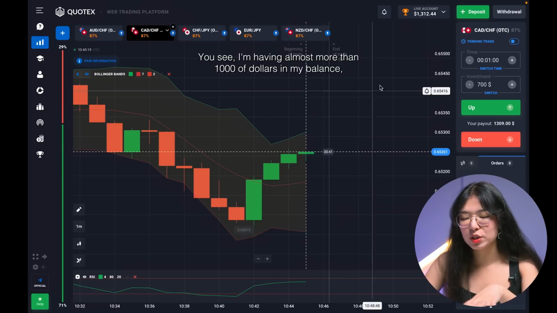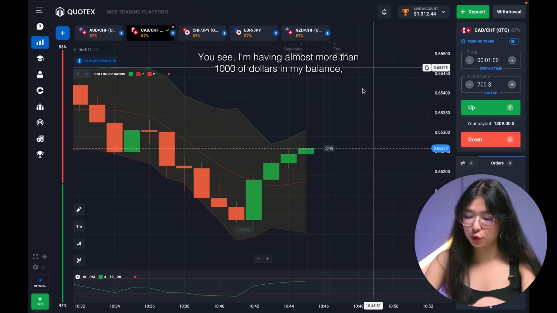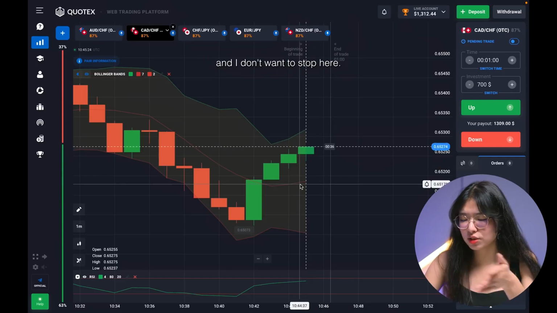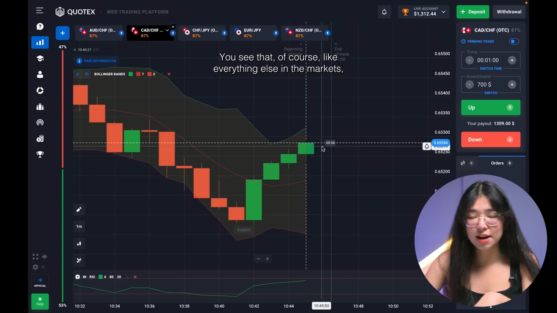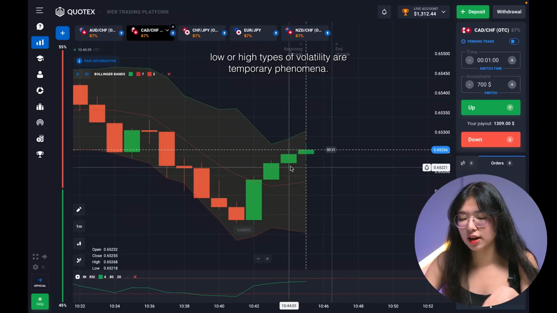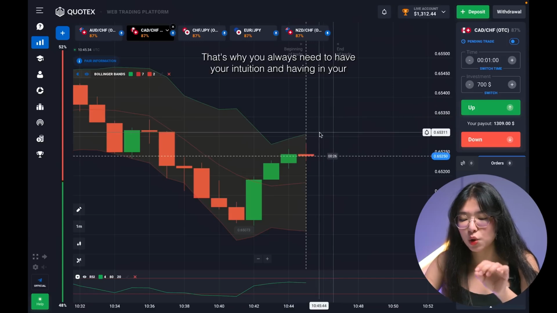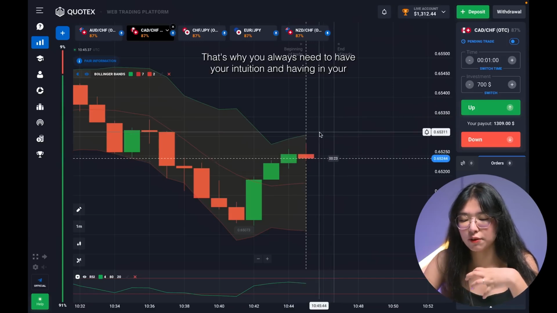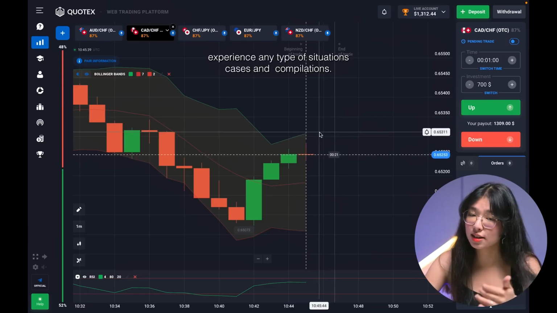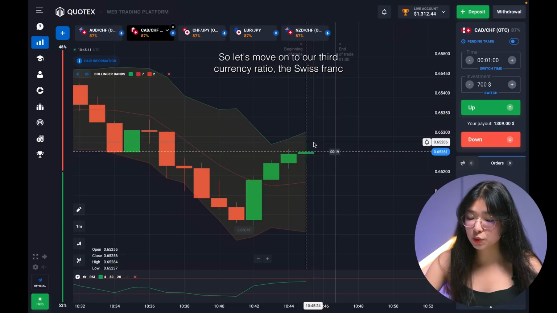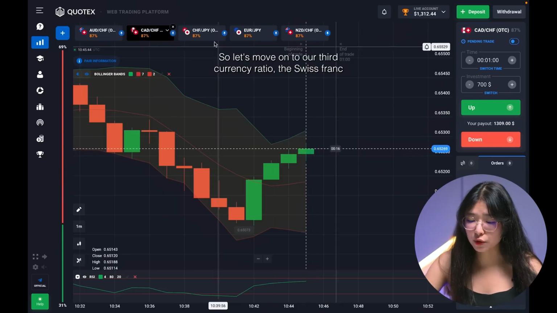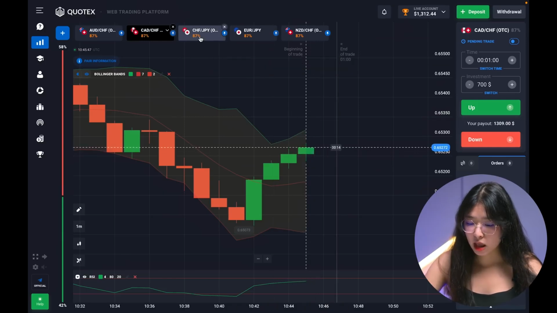You see, I'm having almost more than $1,000 in my balance. And I don't want to stop here. You see that, of course, like everything else in the markets, there are high types of volatility and temporary phenomena. So that's why you always need to have your intuition and your experience with any type of situations, cases, and calculations. So let's move on to our third currency pair.